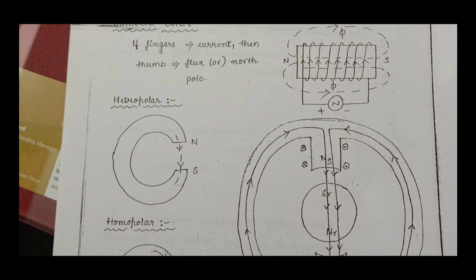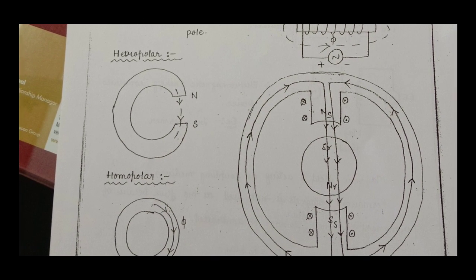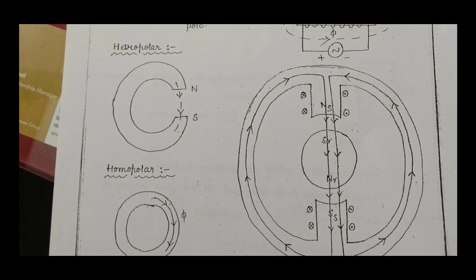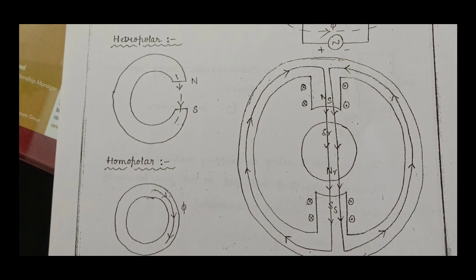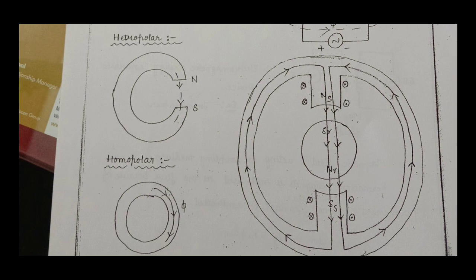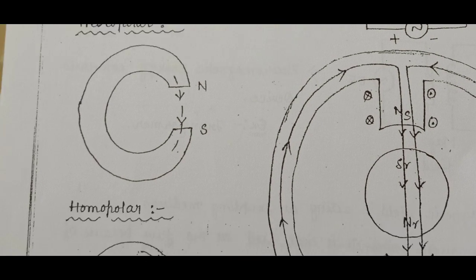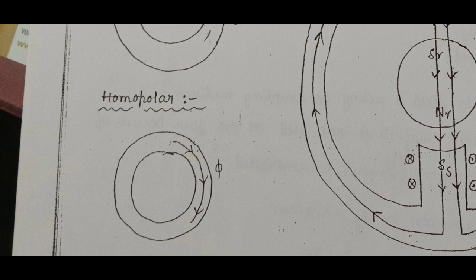And for the structure of stator cores, heteropolar and homopolar structures are there. This is the heteropolar one, and this is the homopolar one. In a homopolar, we can't see where the north pole and south pole are. It is a round shape, a continuous magnetic circuit.